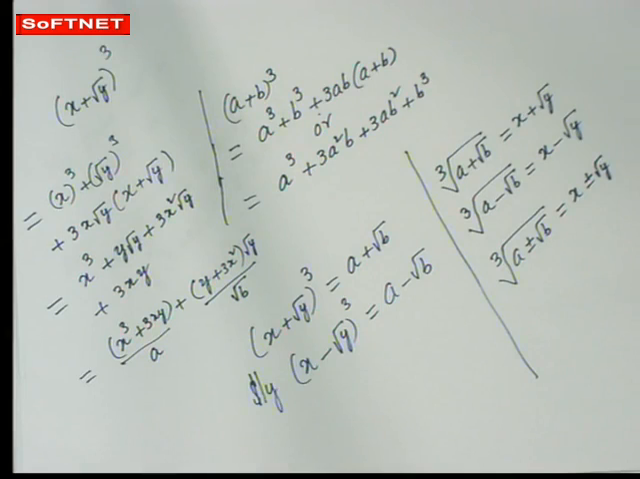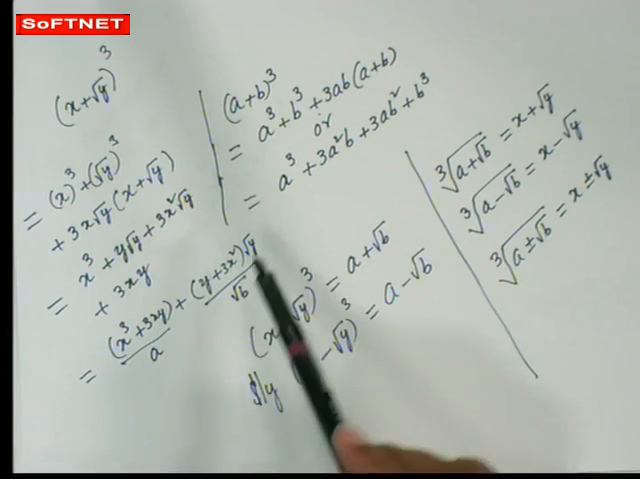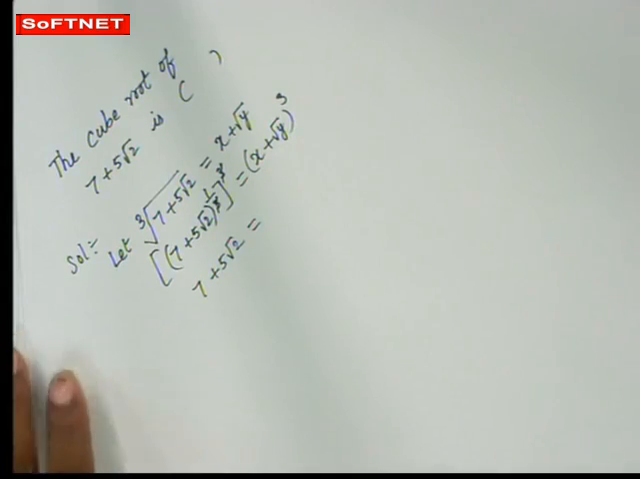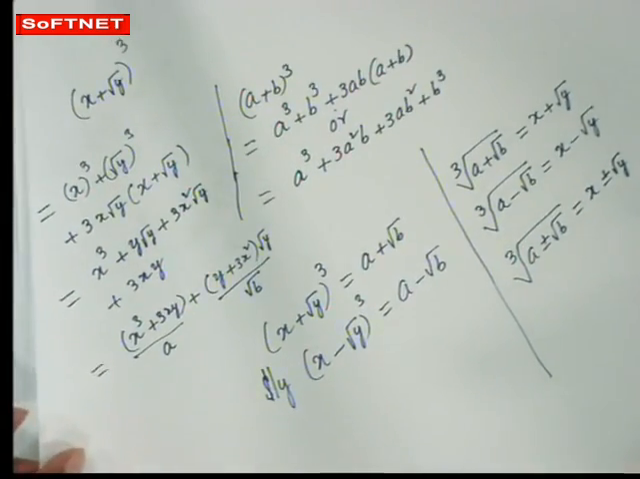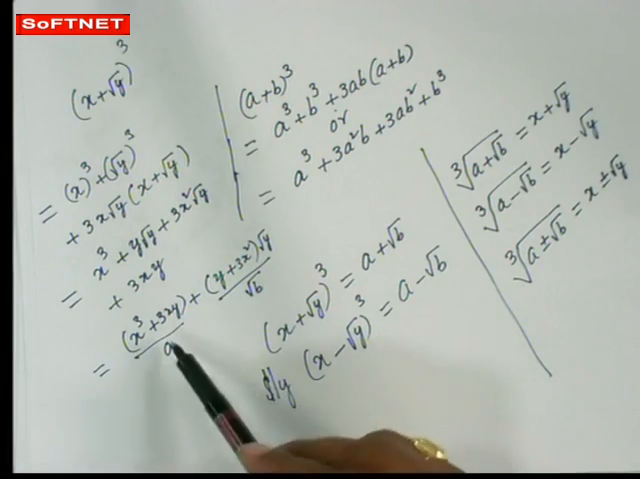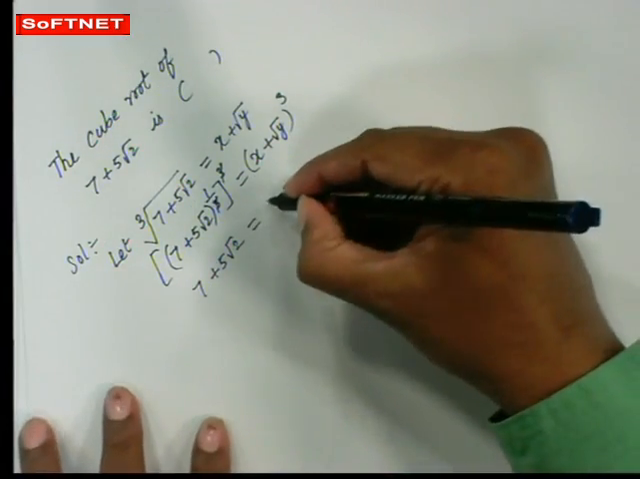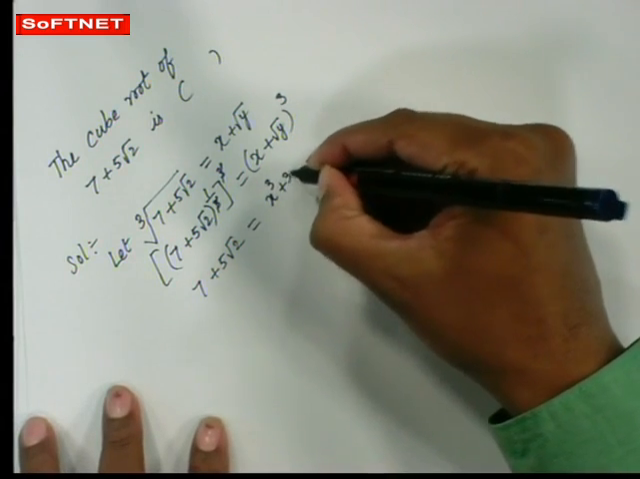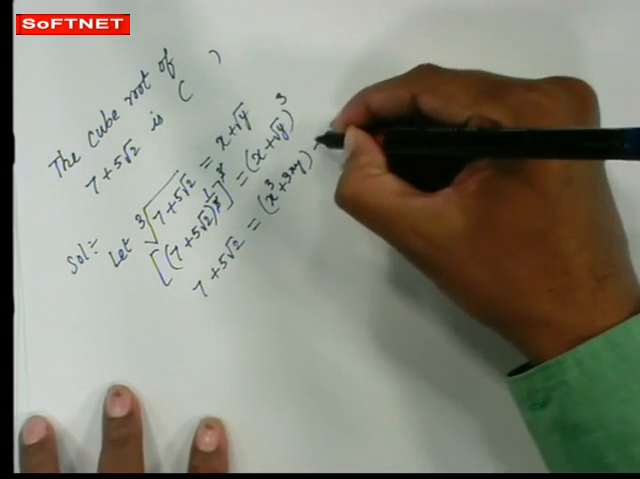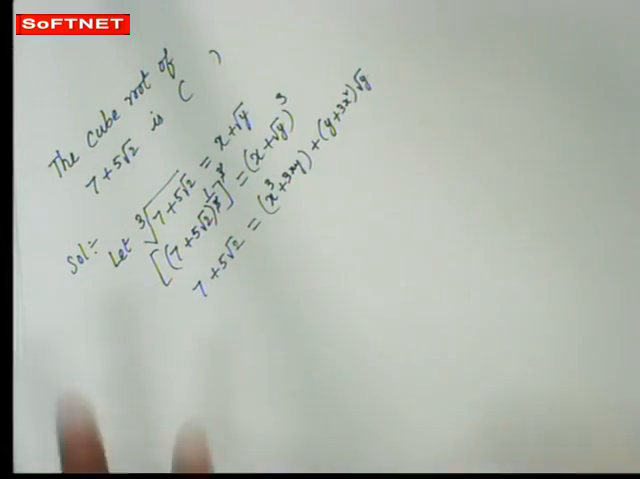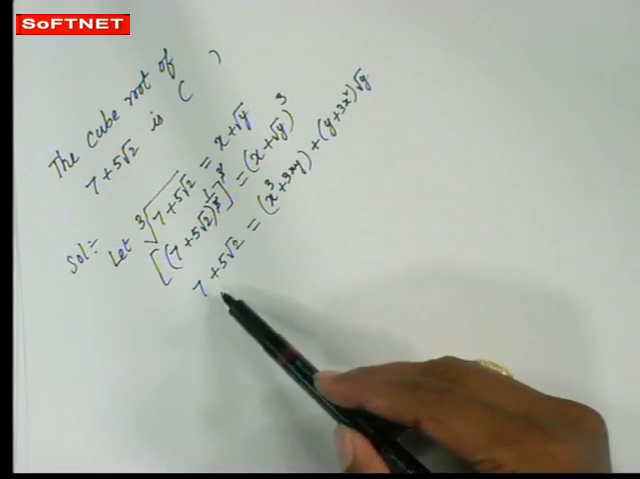What is x plus root y whole cube? See here, x cube plus 3xy plus y plus 3x square root y. I am writing it directly. Once again I will show you for your clarity. Just concentrate here. So this can be written as x cube plus 3xy plus y plus 3x square of root y.